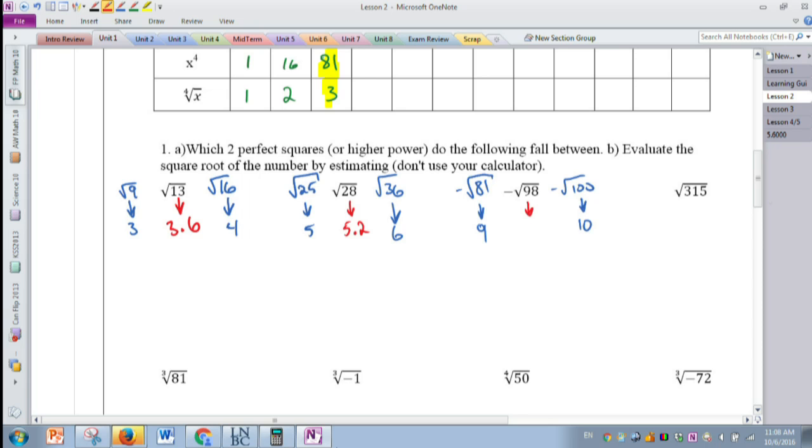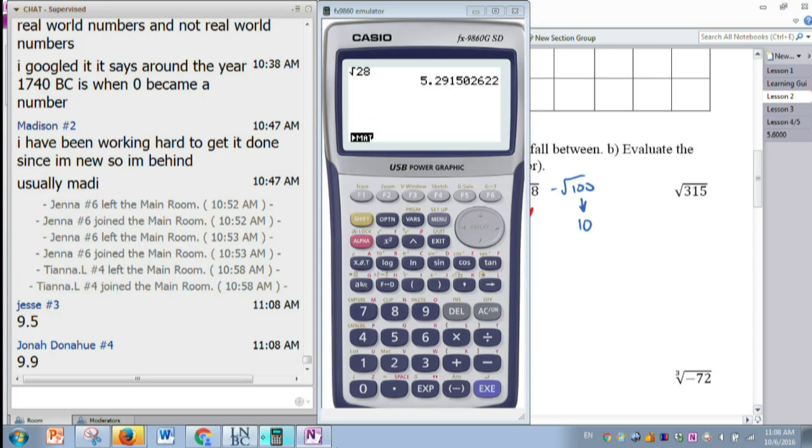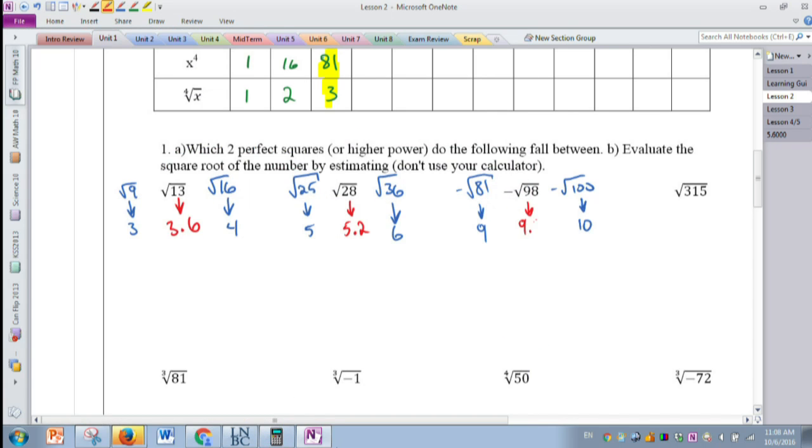I'd say 98 is probably a little bit closer to maybe 10. So it's probably high in the 9.5s, 9.6, 9.7, 9.8. Sure. Jesse went with 9.5. Jonah went with 9.9. Let's split the difference. Let's go with 9.8. I'm not even going to check that one.